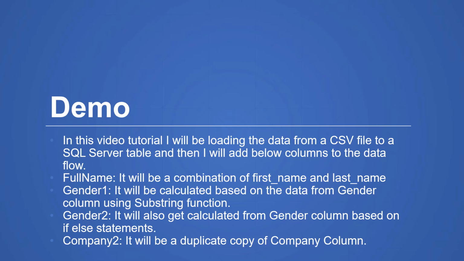And then we will also do the same thing using the if-else statements using the SSIS expression language. So gender 2 will also get calculated from the gender column. However, in this particular case, we will be using the SSIS expression language. And then we will be creating a company 2 column, and basically it will be a duplicate copy of the company column. However, we will change the data to upper format. Instead of the normal company value, we will change the data to an upper format to show you how you can do different things in the derived column transformation. So let's start the demo.